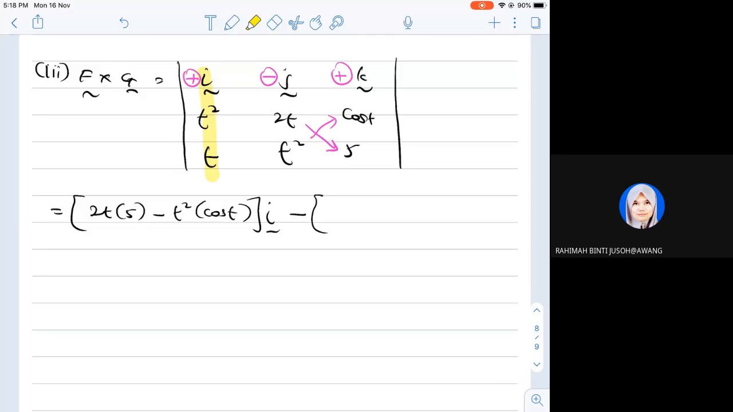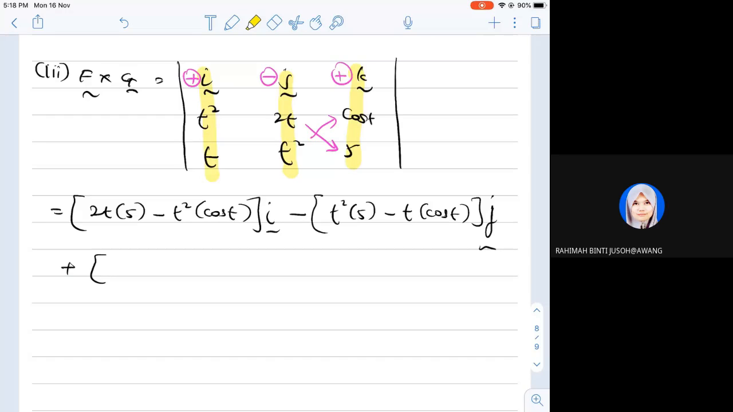So now close the second column. We are now closing the first and third column. So t squared multiplied by 5 minus t times cos t. This is for j. Okay, and then plus, for k, close the third column.